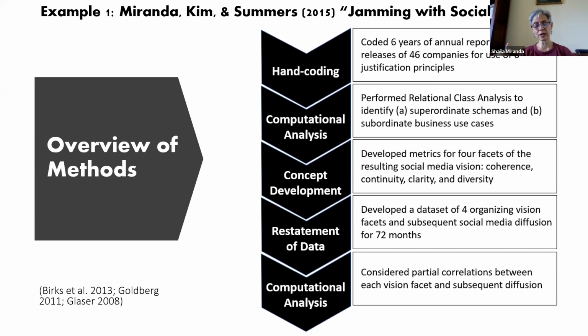And we used this to surface the distinct meanings that companies attributed to social media. From there on, the process was more computational, and we developed monthly metrics of how coherent, clear, continuous, and diverse the organizing vision was, and how that played into the diffusion of social media. As we were struggling with how to package and present our work to a journal, Natalia and her colleagues began publishing on quantitative grounded theory. And this was amazing for us because it helped us not only structure our own work, but also helped legitimate it for our reviewers and for our readers.